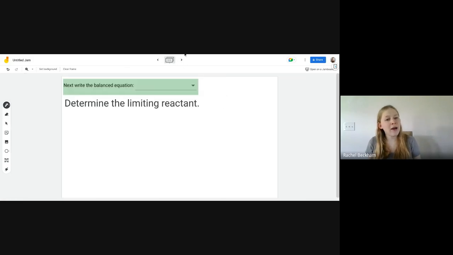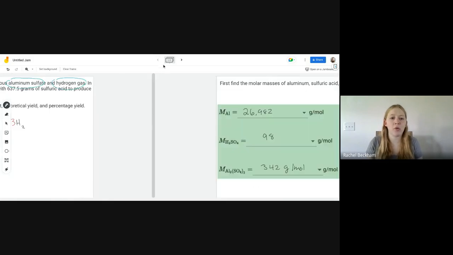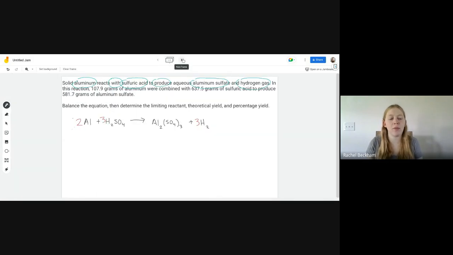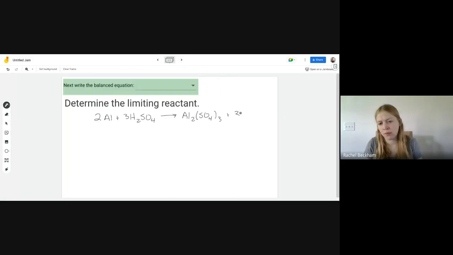Okay, now we have to find the limiting reactant. What we have to do in this scenario, first of all, is get the balanced equation. So I'm going to move that over. Okay, so I've copied the balanced equation over. To determine the limiting reactant, you have to do a few steps here.